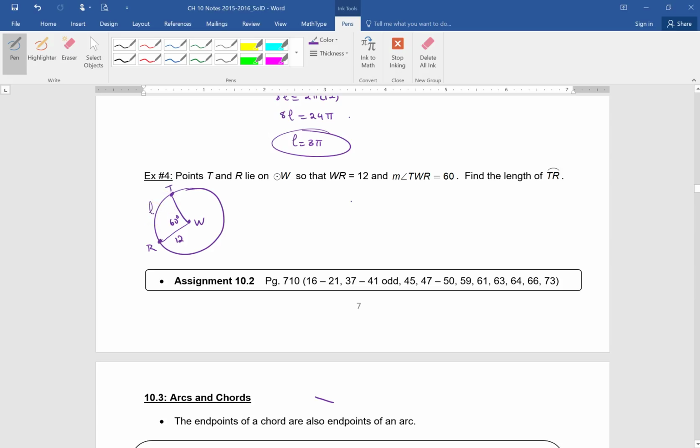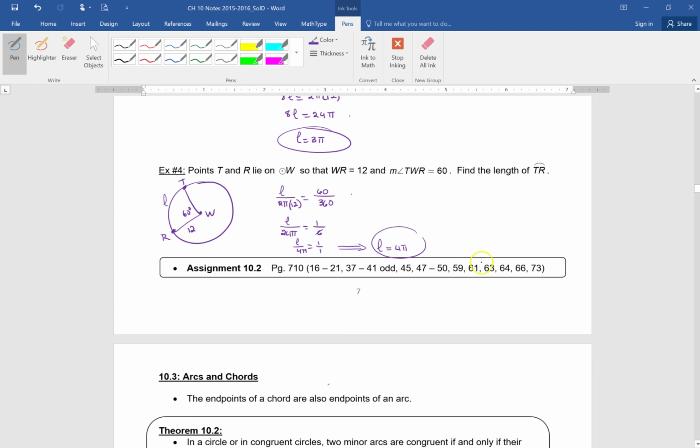All right? So what's the proportion here? L over what? 2 pi times 12 is equal to 60 over 360. So L over 24 pi is equal to 1 over 6. And look, I can even cancel these out. So I get L over 4 pi is equal to 1 over 1, meaning L is equal to 4 pi. Okay? You can cancel horizontally and vertically. So that's that. So this homework will be due tomorrow.